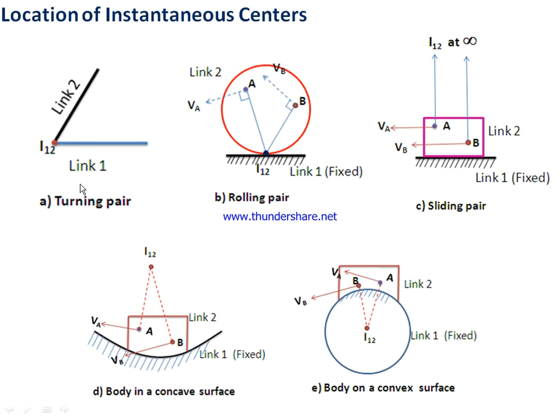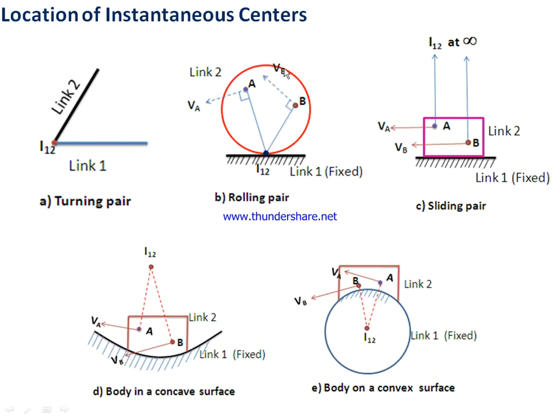Like here, there is a turning pair between link 1 and link 2. So there is a joint here between link 1 and link 2. Wherever there is a joint between link 1 and link 2, there lies the instantaneous center. As this is between link 1 and link 2, it is denoted by I12, the instantaneous center of rotation of link 2 with respect to link 1. Maybe say link 1 is fixed here.